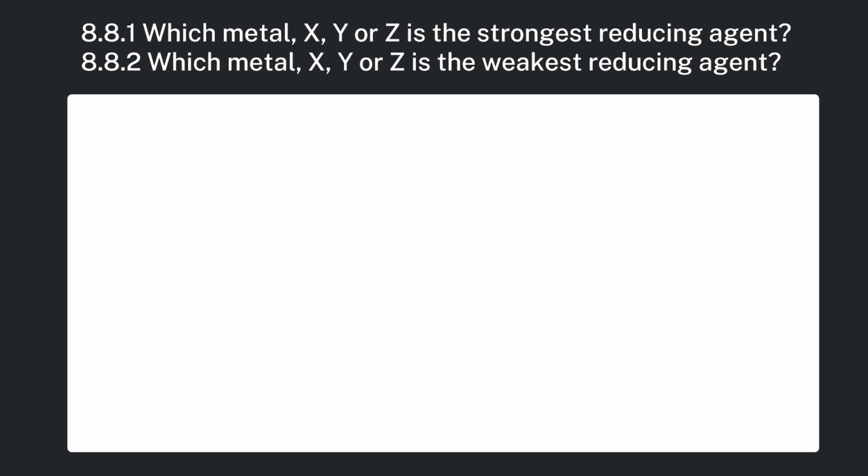Then, which metal, X, Y, or Z, is the strongest reducing agent? And the second question is which metal, X, Y, or Z, is the weakest reducing agent? The strongest reducing agent is the one that loses electrons most easily. What we saw is that in both cell A and cell B, Z is oxidized. Because it's oxidized in both, Z is the strongest reducing agent.